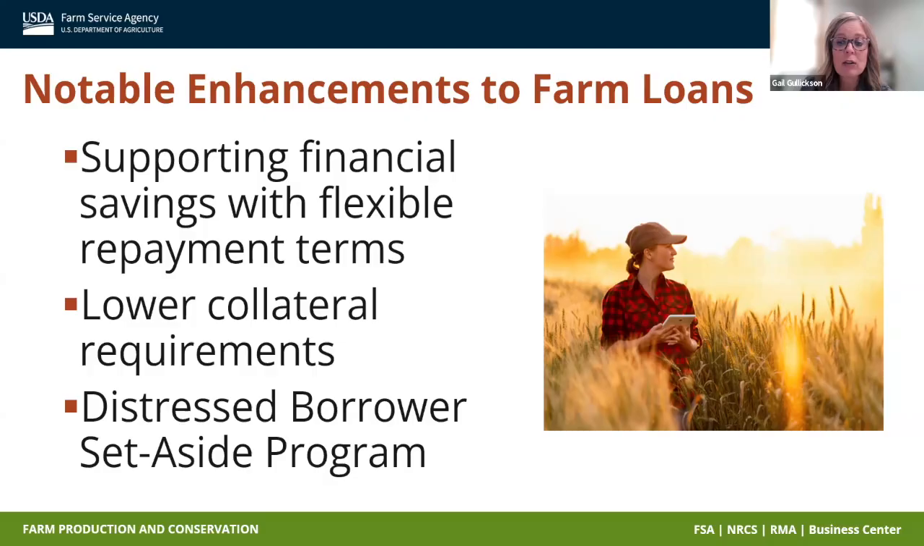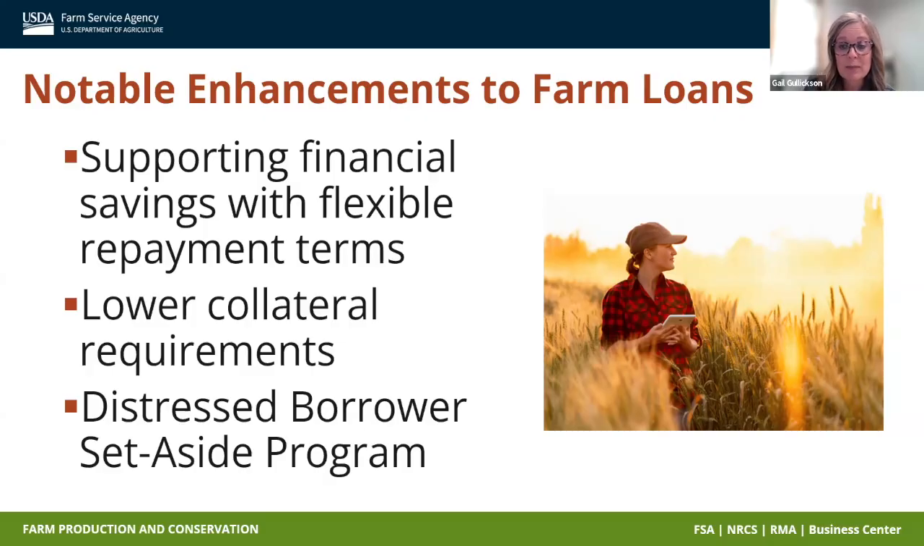Collateral requirements for direct loans are reduced from requiring available security equal to 150% of the loan amount down to 125%. This will allow borrowers the ability to access capital from other lenders to accelerate the growth of their farm and ranch. FSA also removed the requirement that applicants pledge their primary residence as additional collateral for a new loan.